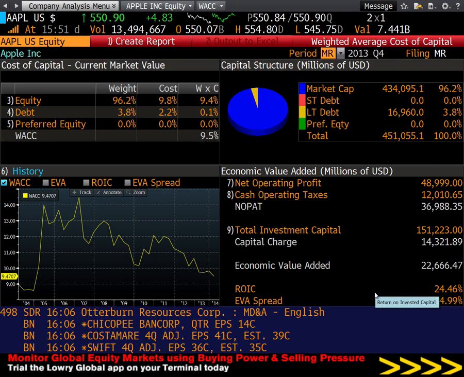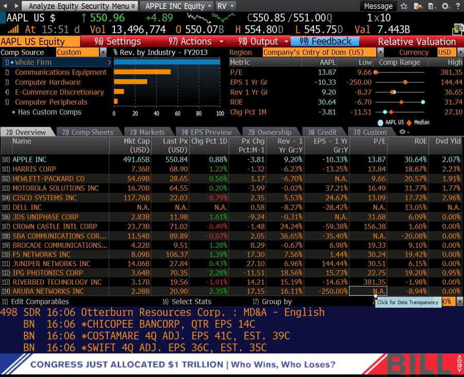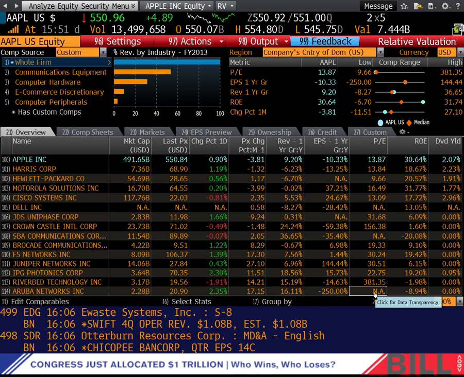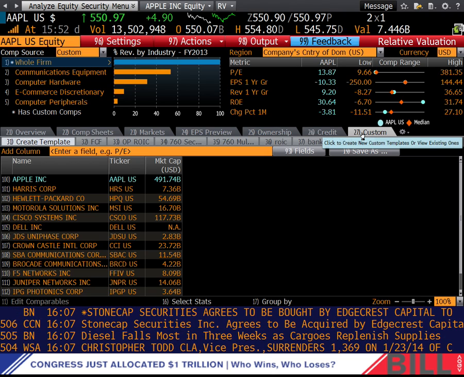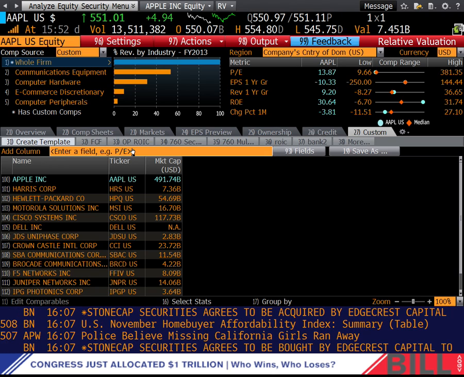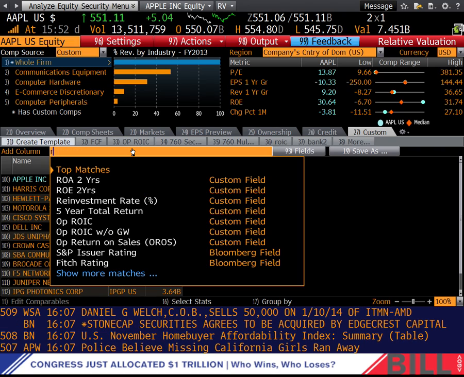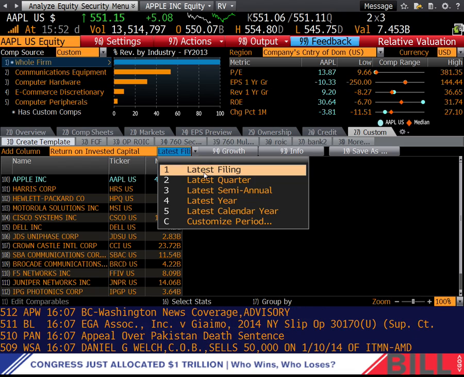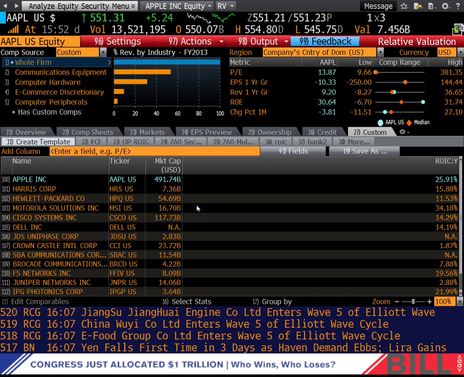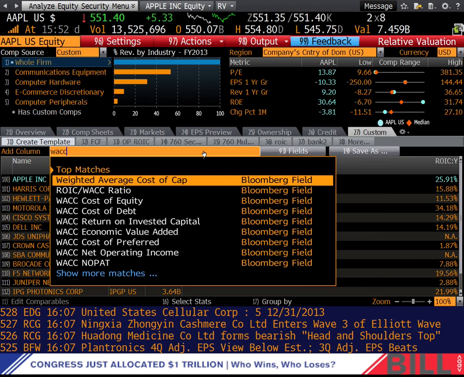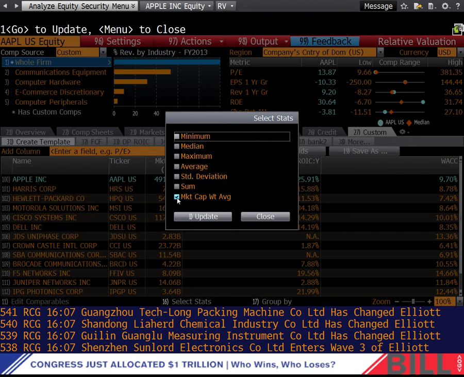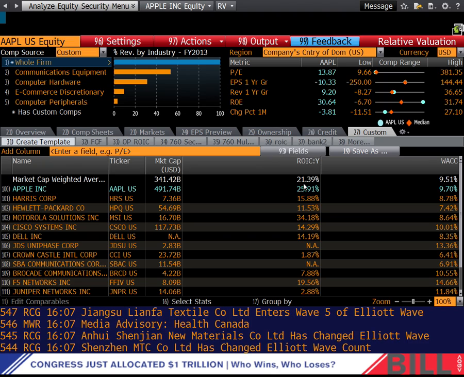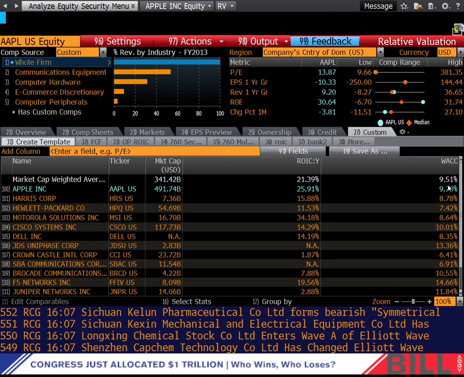Matter of fact, the other tool we'll use is RV, which stands for relative value. What that will do is allow me to quickly compare one company against its peers on a series of either predefined templates, or, what's even nicer, I can define my own. For example, here's Apple and its peers, and let's say I wanted to compare ROIC for the latest year, and let's say I wanted to get the WACC for all of Apple's peers, and I select stats and use a market-cap-weighted average. There's the industry ROIC, there's the industry WACC for Apple.